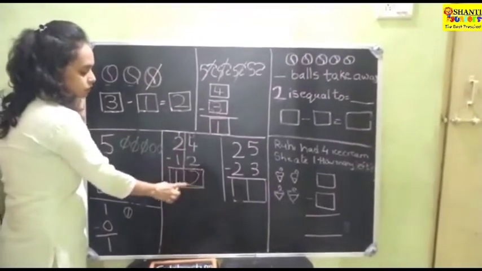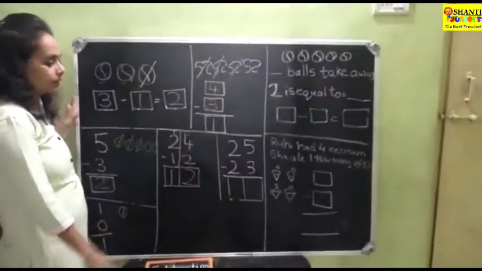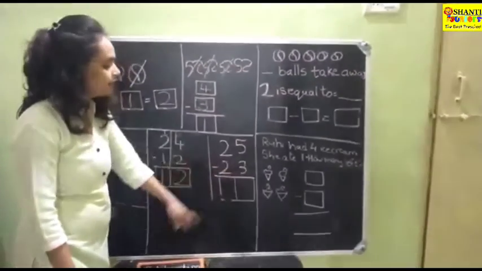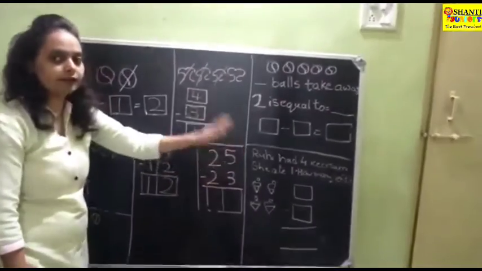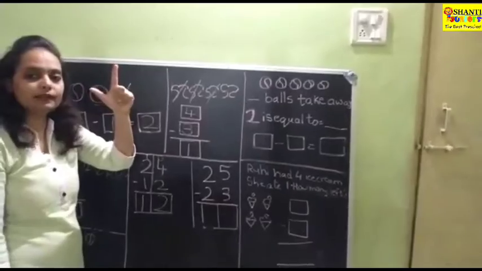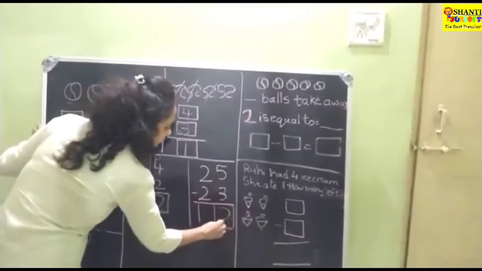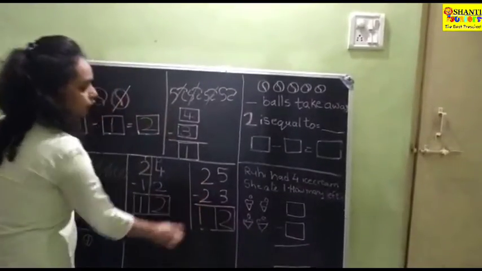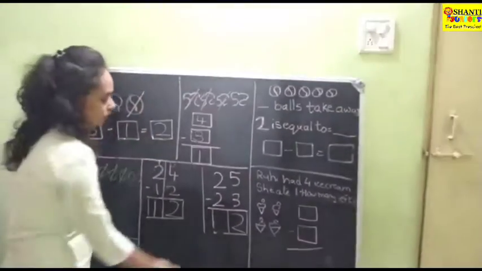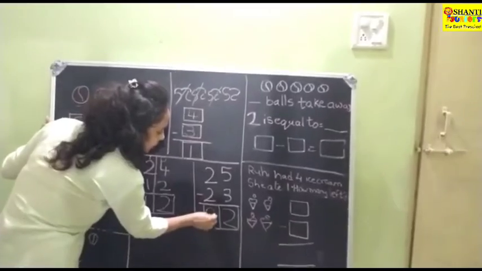Okay, like this you have to do. 24 minus 12. So the answer is 12. Okay. This you have to do on your finger. Okay. Now this 5. So you have to start from here. 5. Okay. Remove 3. 1, 2, 3. How many left? 2. Okay. Now 2 and 2. If I have 2, you have to remove 2. So 0. So the answer is 0.